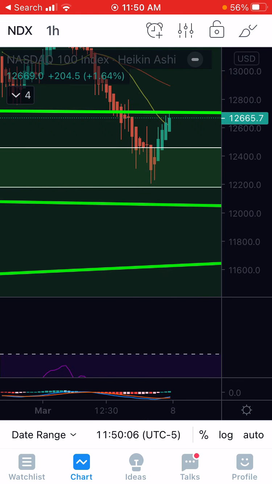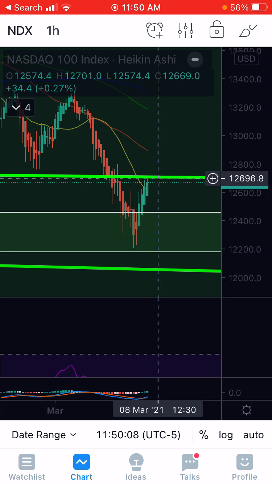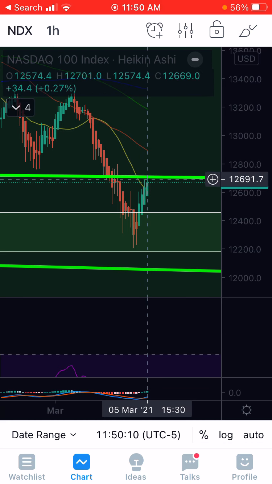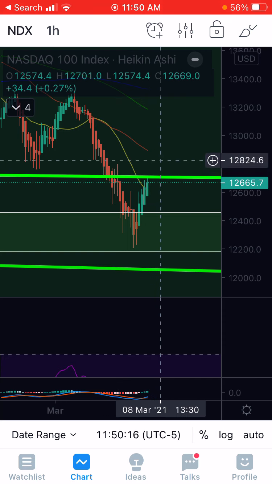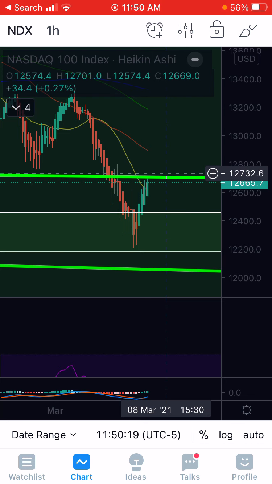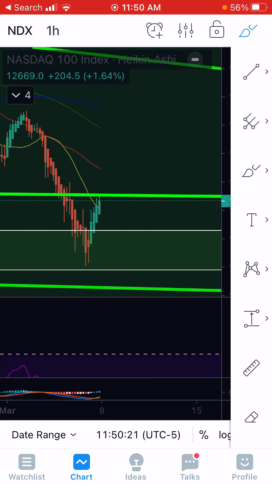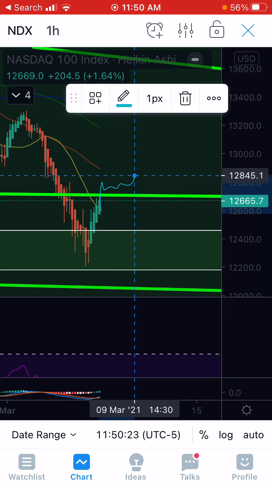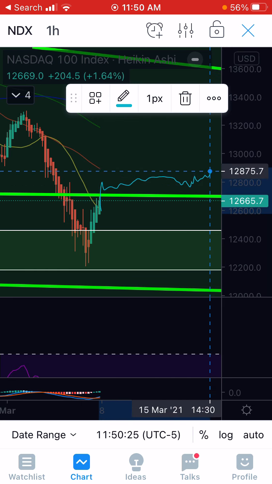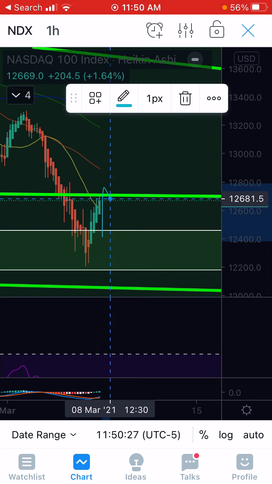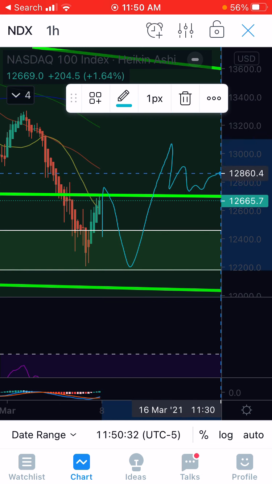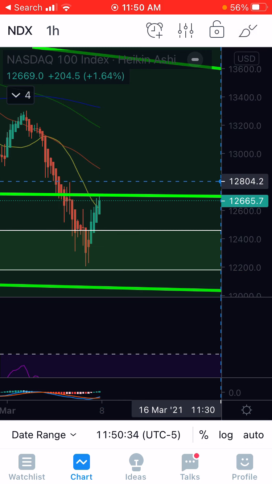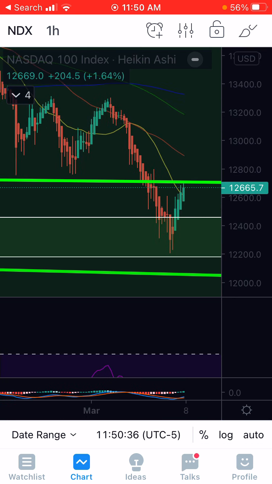Right now, we're getting rejected at this neckline. Resistance, perfectly. So if we can get back above here, 12,700, get an hourly close above, this could actually turn into something a little bit better, where we flag out here before maybe going higher, or we get rejected here, come back down for another swoop, and then come back up. You know what I mean? There's many, many things that can happen here.